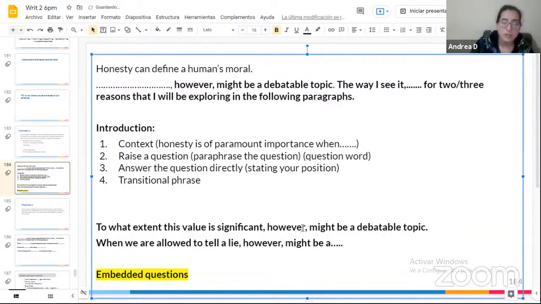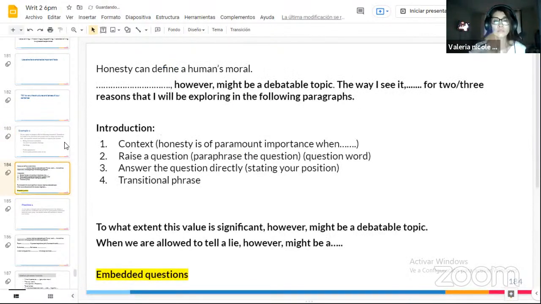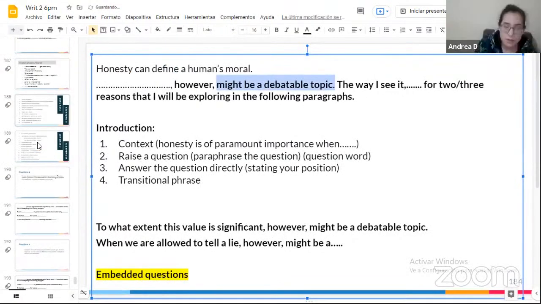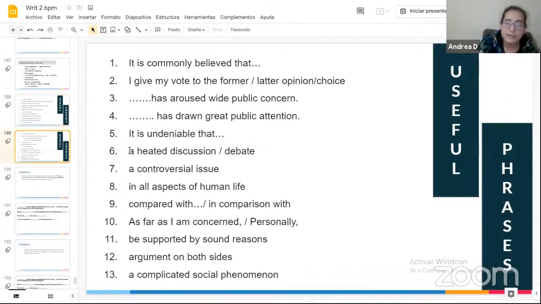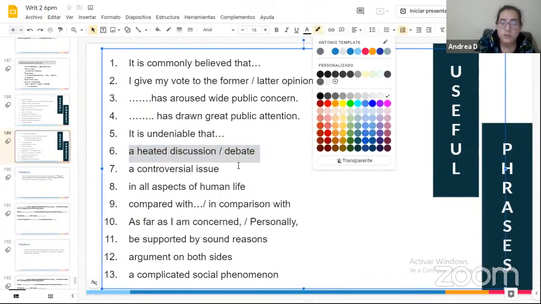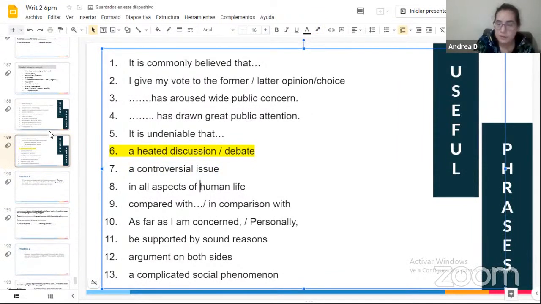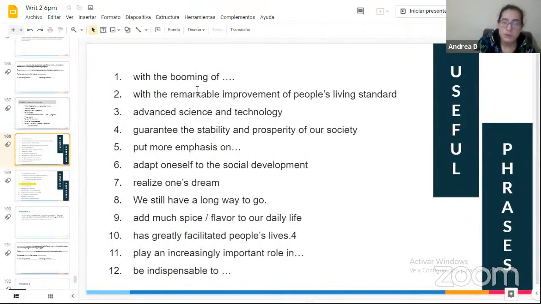Just need to think of what the question is asking. The question is asking how honest you should be, right? So how honest you should be, however, might be a debatable topic. Or whether you can lie sometimes. So try to think of what the question is asking. And you can change this phrase too if you don't like it. By the way, here are some useful phrases. So for example, you could say, I don't know, it's a heated discussion or a heated debate. I also like that one. Or a controversial issue. Okay, so I'm gonna send you this presentation so that you have these phrases. But try to say something like that.